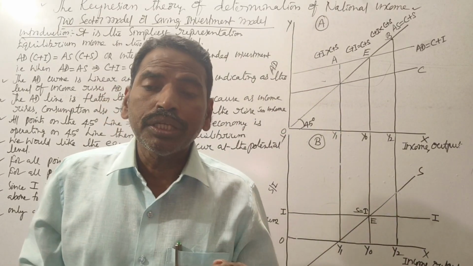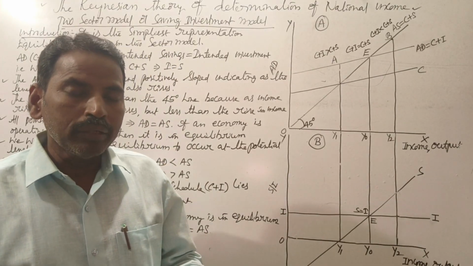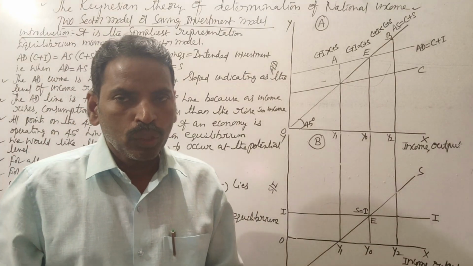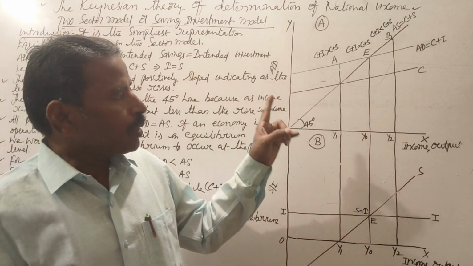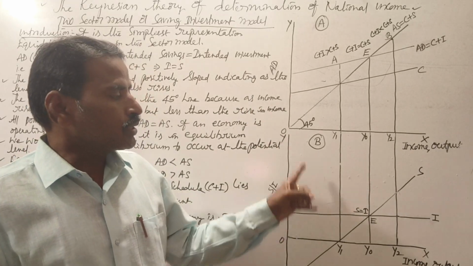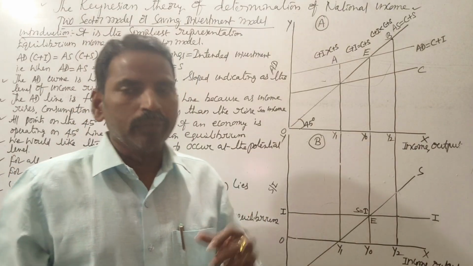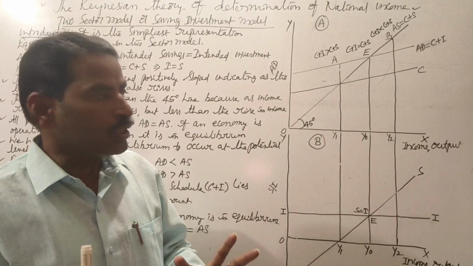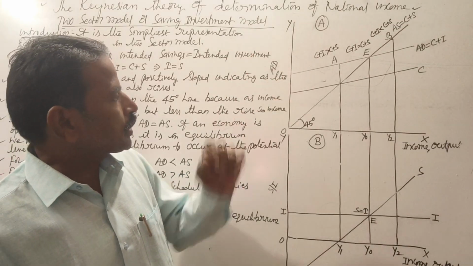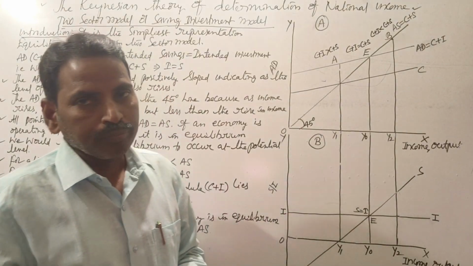The Keynesian theory of determination of national income can be explained with the help of a diagram in two models. One is the aggregate demand and aggregate supply model, and the second one is the savings and investment model, or leakages and injection model. So now let us examine the Keynesian theory of determination of national income explained with the help of a diagram.